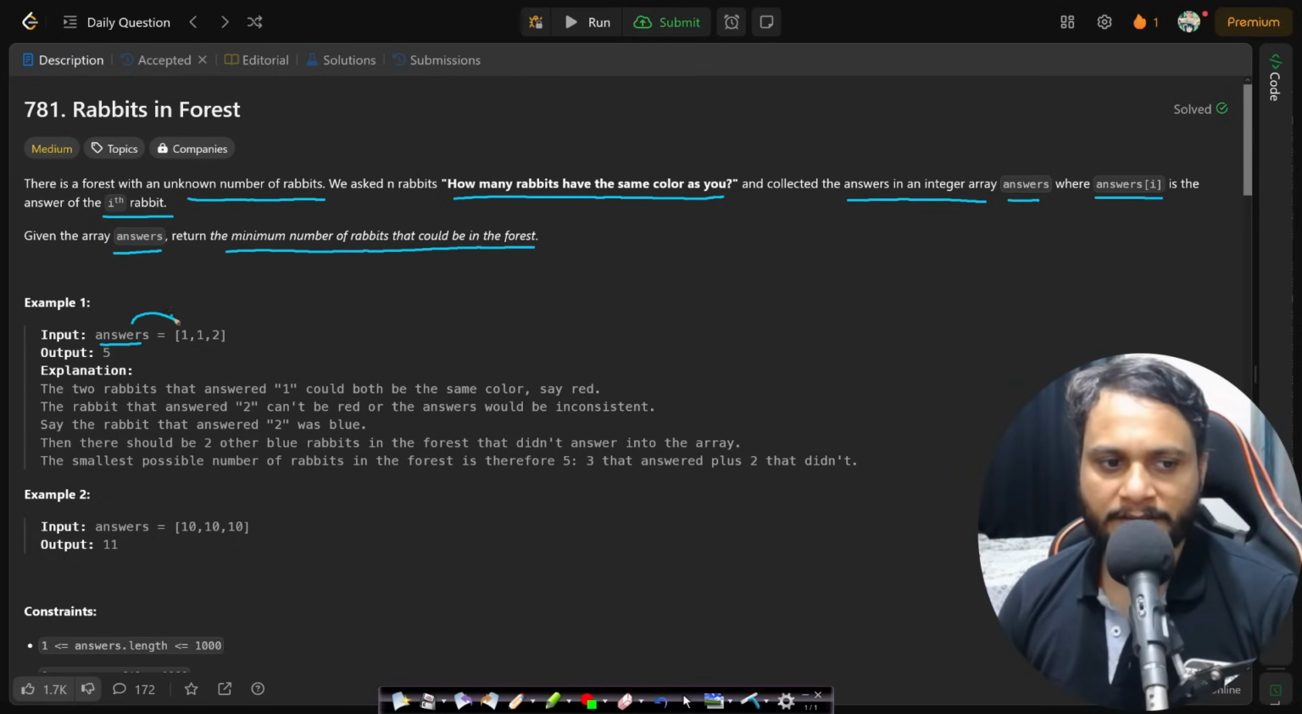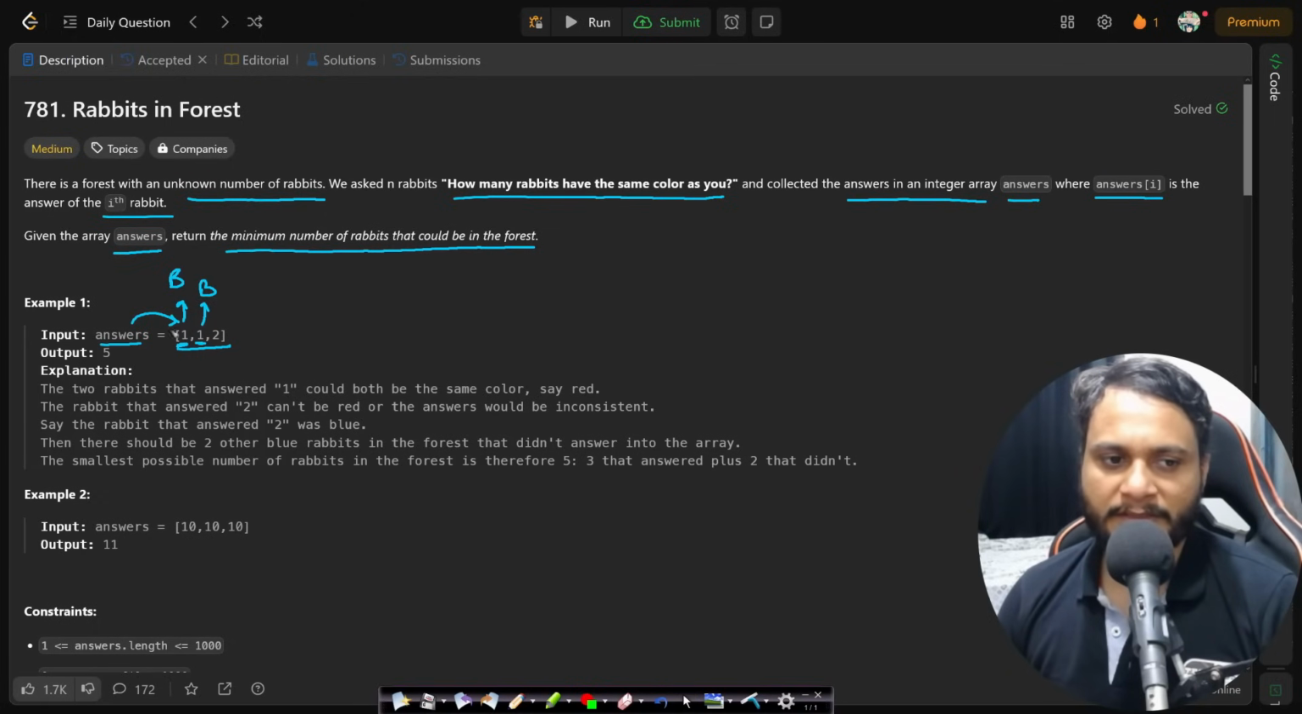Now let's say the answers is 1, 1, 2. In this case, if a rabbit has answered 1, then it means that there is one other rabbit with the same color. So let's say the color of the first rabbit is blue, then there is one more rabbit with the same color. Now if you look at the second rabbit, then it is saying that one other rabbit is with the same color.